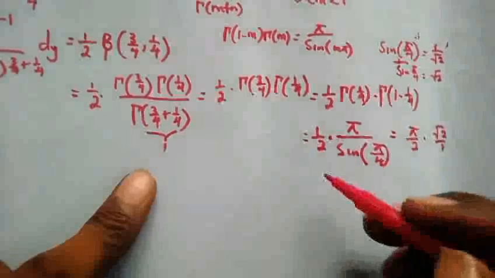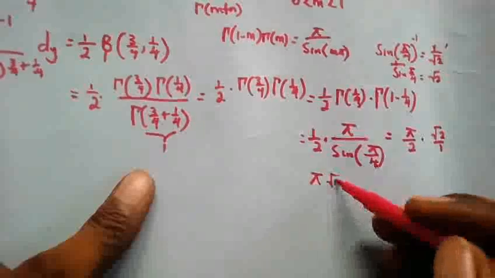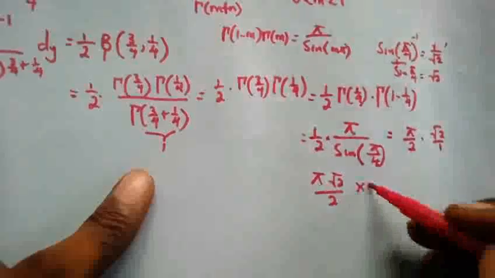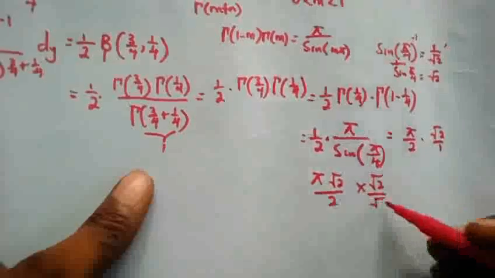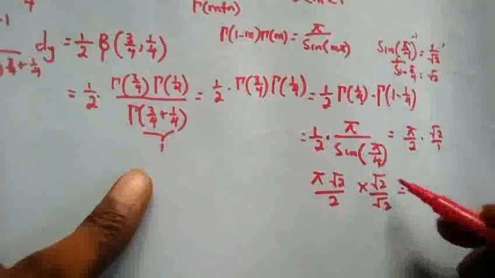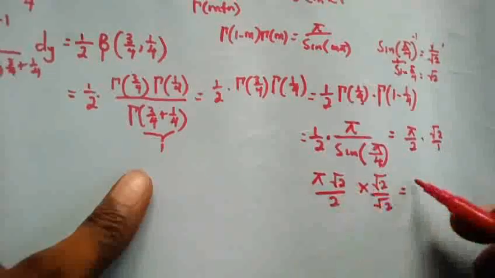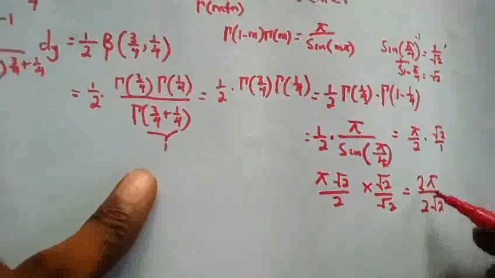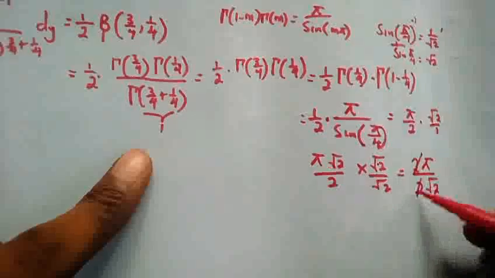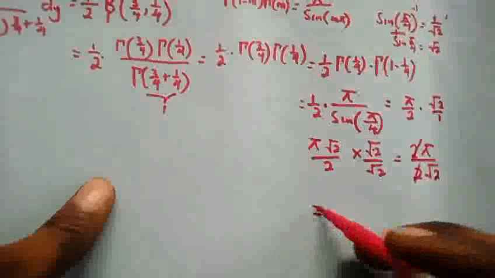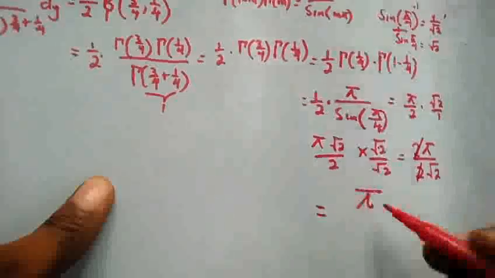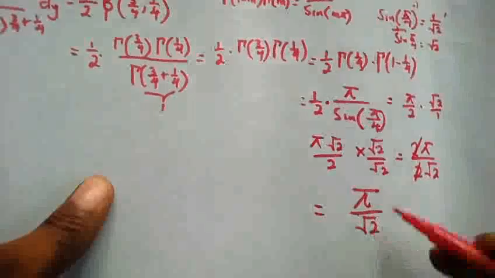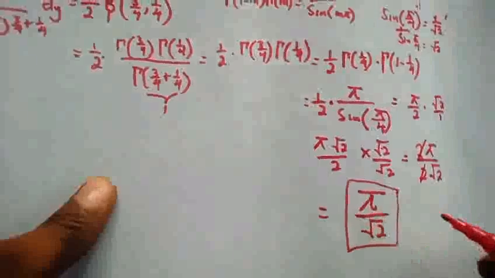By rationalizing this, we have pi square root of 2 all over 2 multiplied by square root of 2 over square root of 2. So we are having square root of 2 times square root of 2 here, we have 2 pi all over 2 root 2. Okay, from here, these 2 and these 2 get cancelled out. So we are left with the answer to the problem, which is pi all over square root of 2. So this is the right answer to the problem.